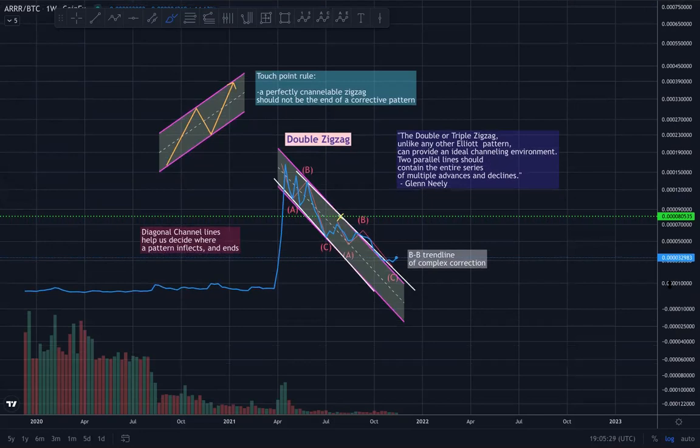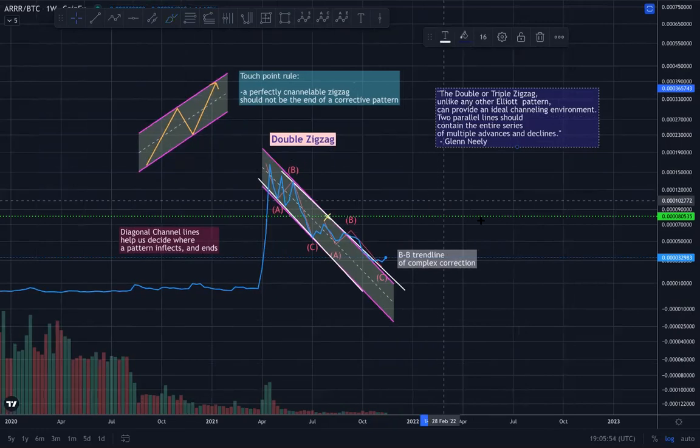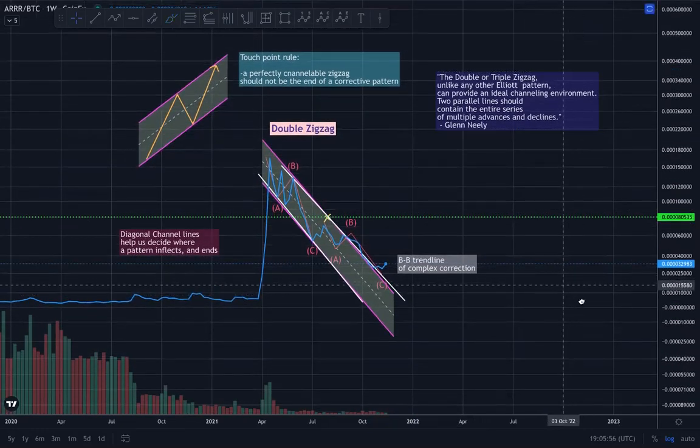So this is the Pirate Chain price chart against BTC. And Glenn Neely here, I've quoted as saying, from the Mastering Elliott Wave book, the double or triple zigzag, unlike any other Elliott pattern, can provide an ideal channeling environment. Two parallel lines should contain the entire series of multiple advances and declines. So in that case, I am going to consider this here a bit more carefully.